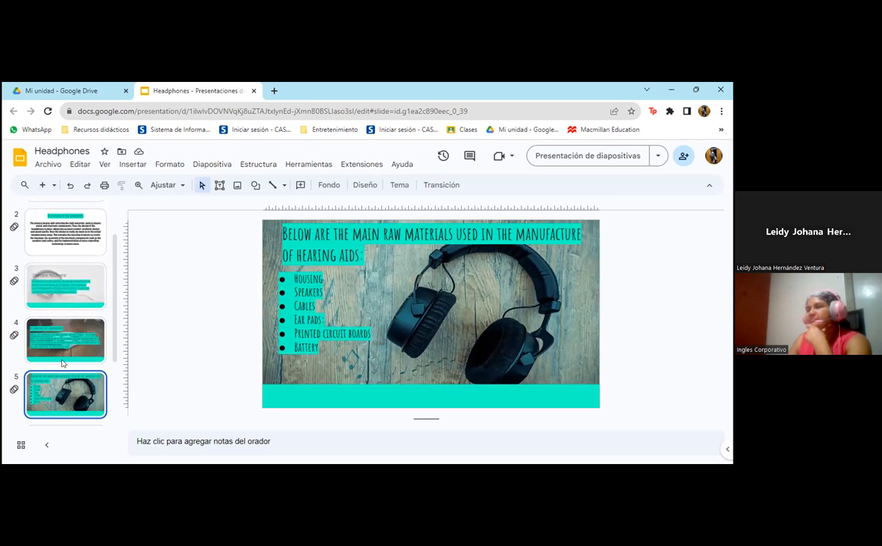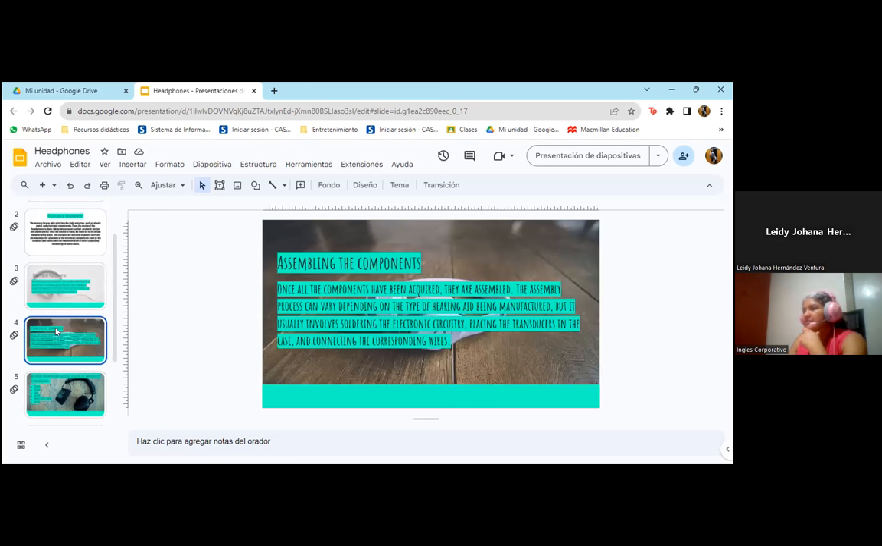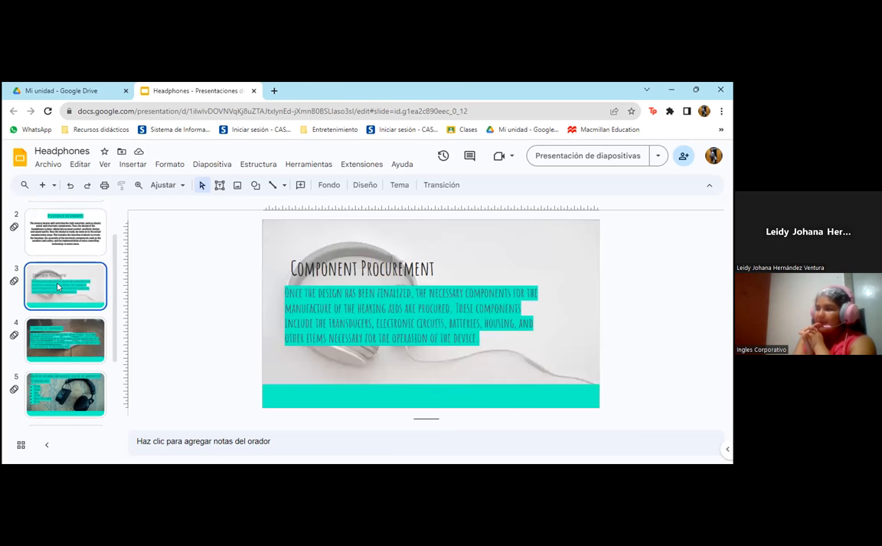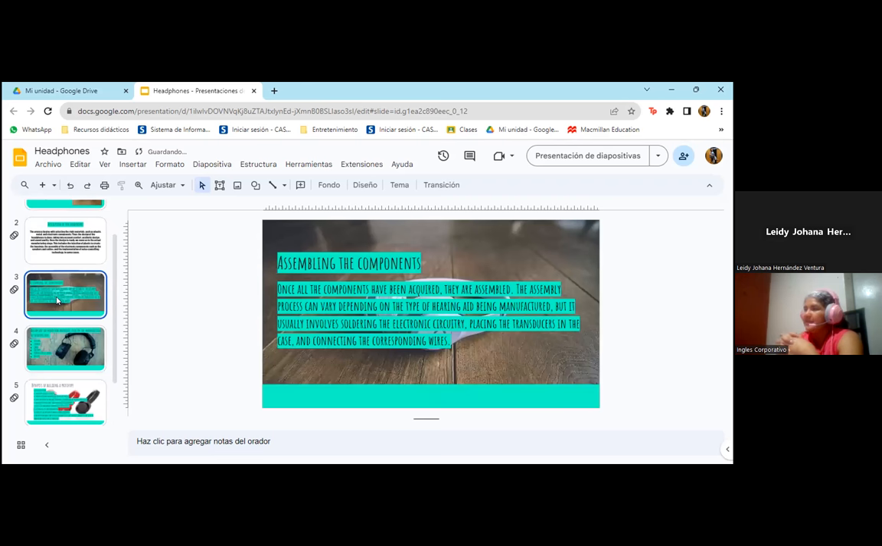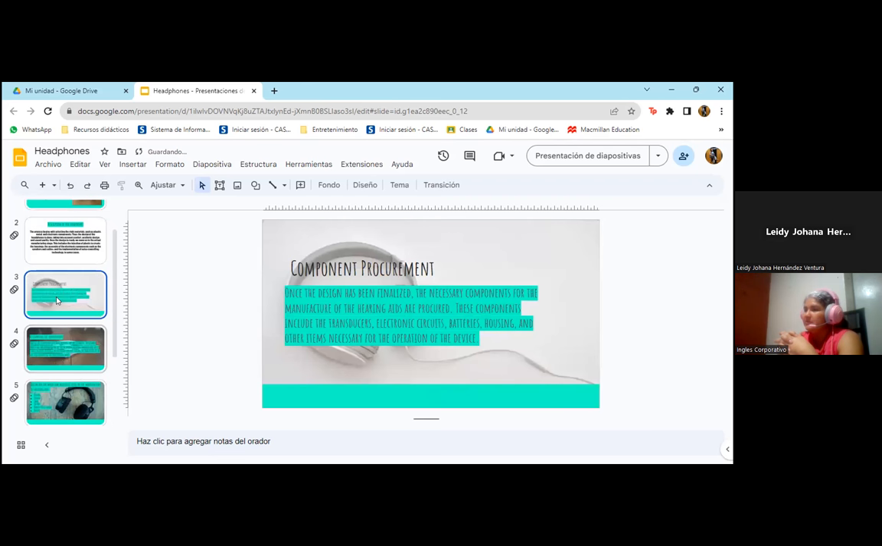Once all the components have been acquired, the assembly process, depending on the type of hearing aid being manufactured, usually involves ordering the electronic circuit, placing the... Once the design has been finalized, the necessary components for the manufacturer.